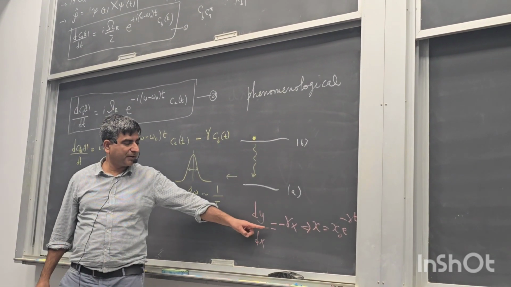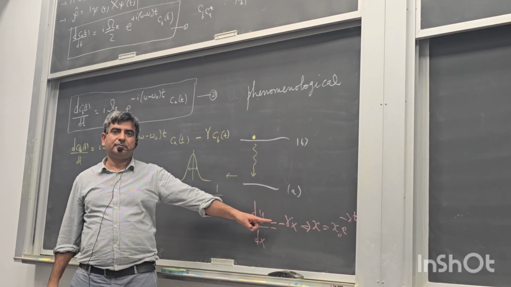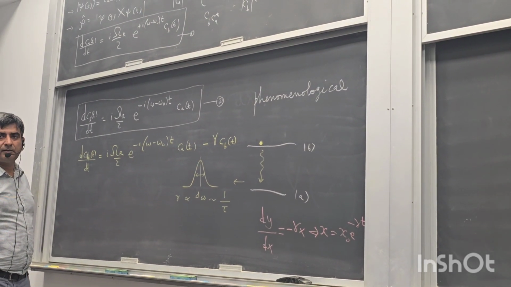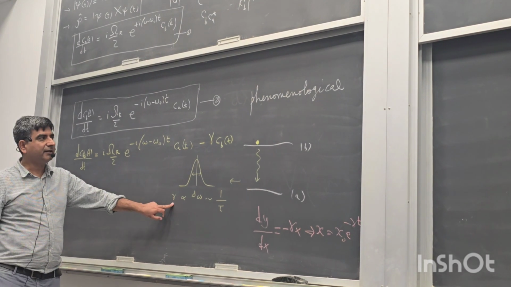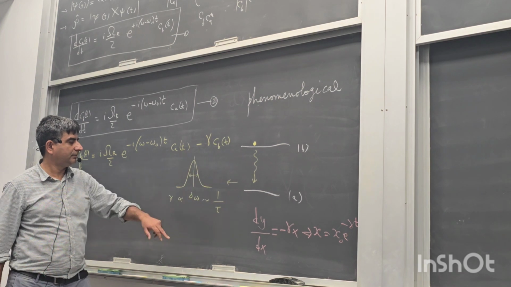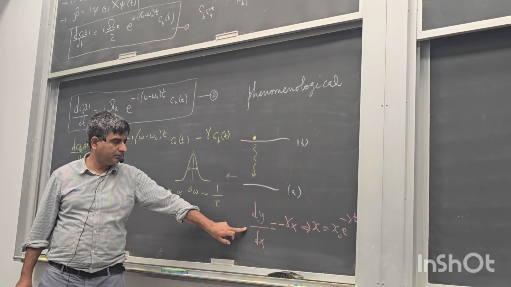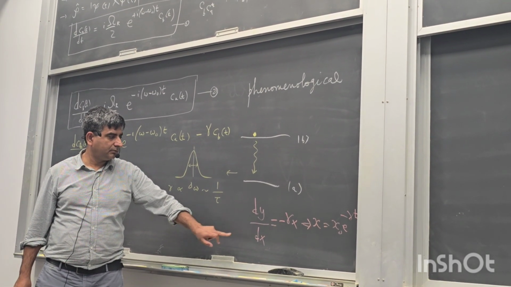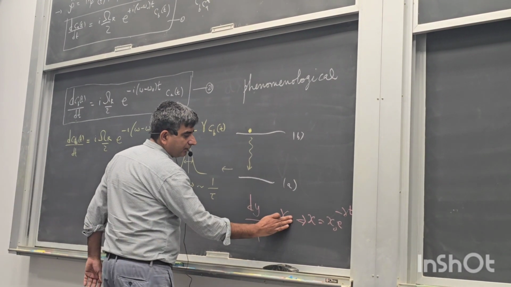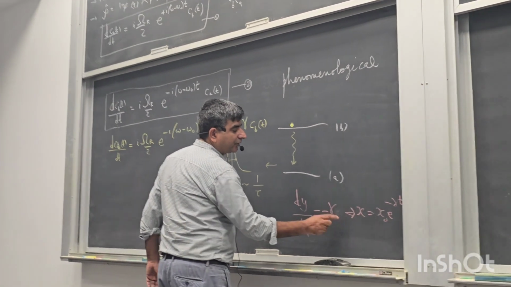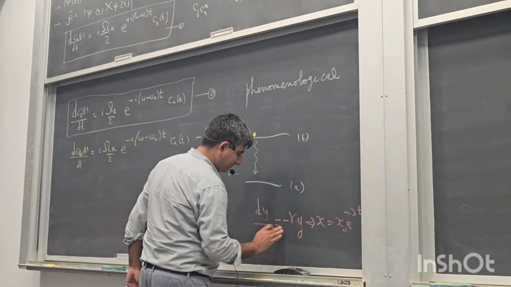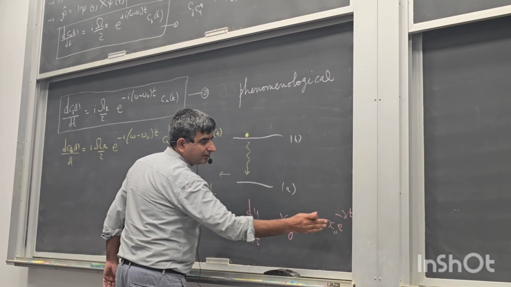So if you can model damping, it should be y, sorry, gamma y. Sorry. Here x will come. Sorry. Okay.